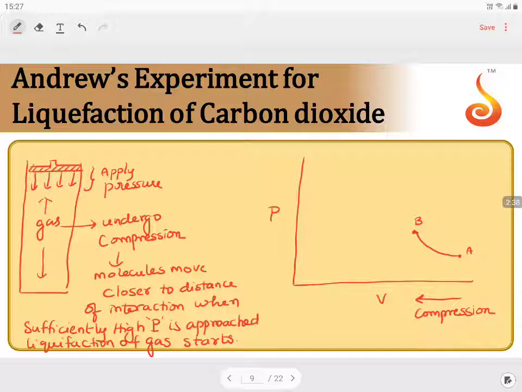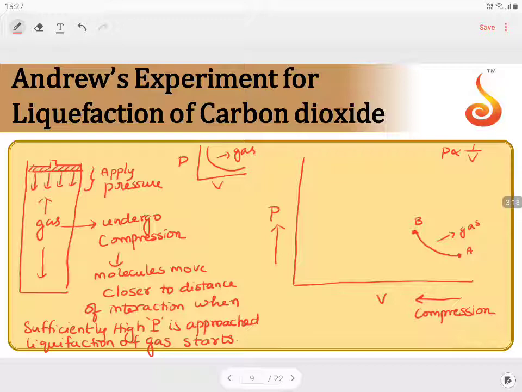What is the gas behavior? Pressure is inversely proportional to volume. If you draw the graph between pressure and volume, you will see a rectangular hyperbola, which clearly indicates the behavior of a gas, and such behavior is observed from point A to B. As you increase the pressure and decrease the volume, the process is compression, and the gas behavior is retained from A to B.